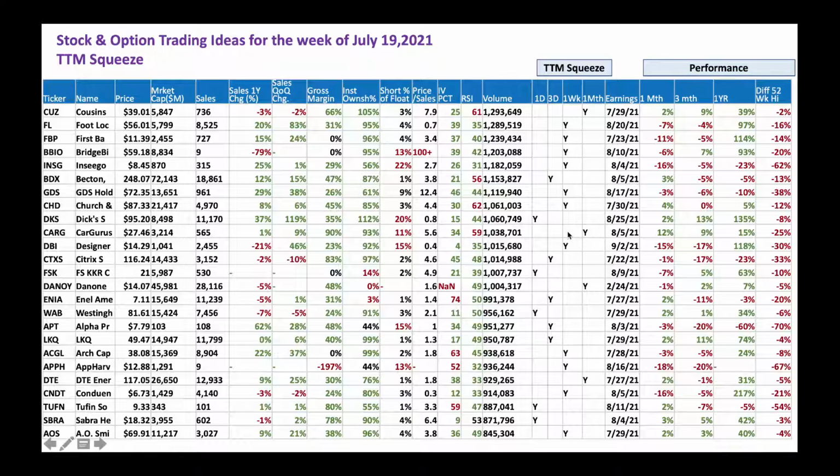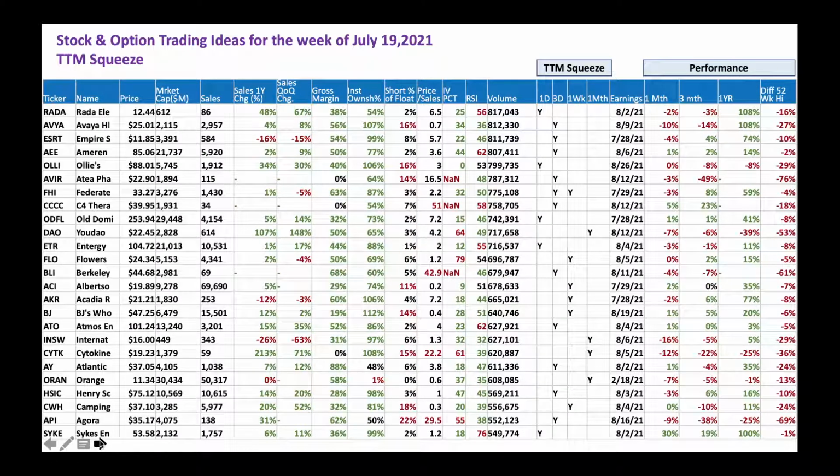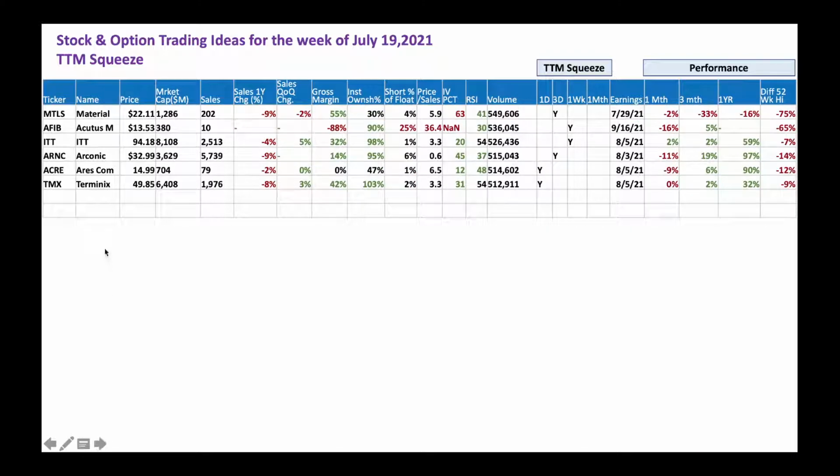And as you scan through here, Church and Dwight, that's also okay. We've got Designer Brands, that's also okay. And we've got a lot of good stocks here. Let me look at the next page here, see what's here. So we've got some good stocks here also. BJ's is down 6% so far. And here we've got International, CEDA, Camping World, API, all okay stocks here. And let's look at the last page here. We've got a couple more here. Materials, MDLZ, and Arconic, ITT, and so on and so forth.